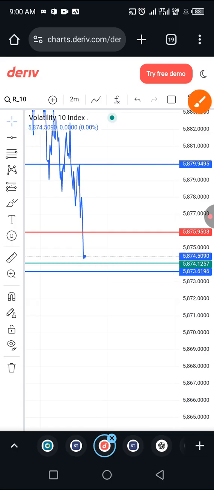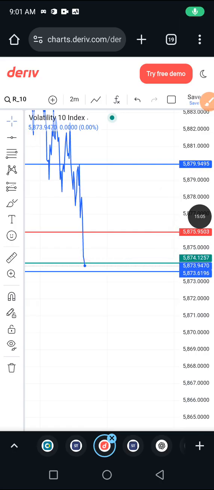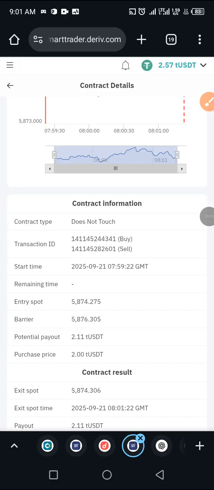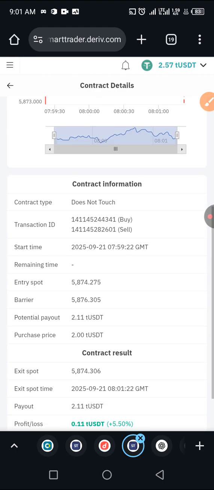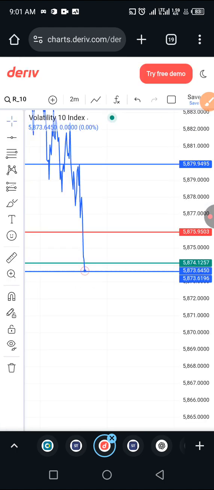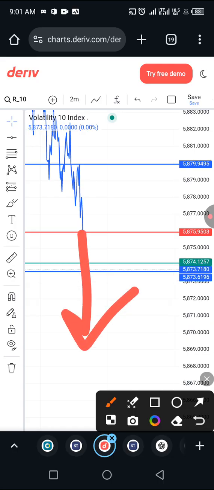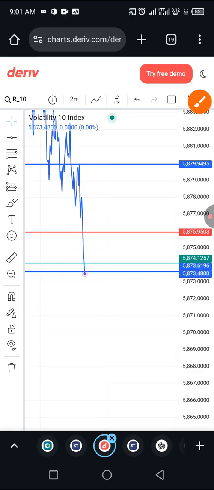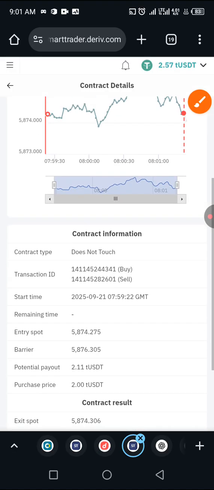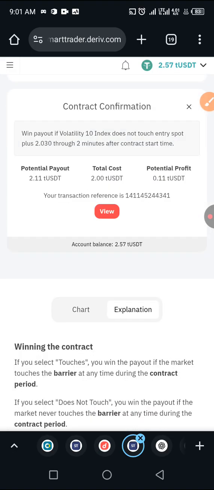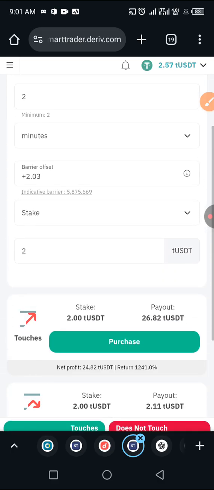So let's wait and see the results. Alright guys, so let's check the results now. Okay, so this is also a winning trade. It's as simple as that. So the market literally went down, and from the look of things, it's still going to keep coming down for now. So now that it is a winning trade for us, we are done for the moment.